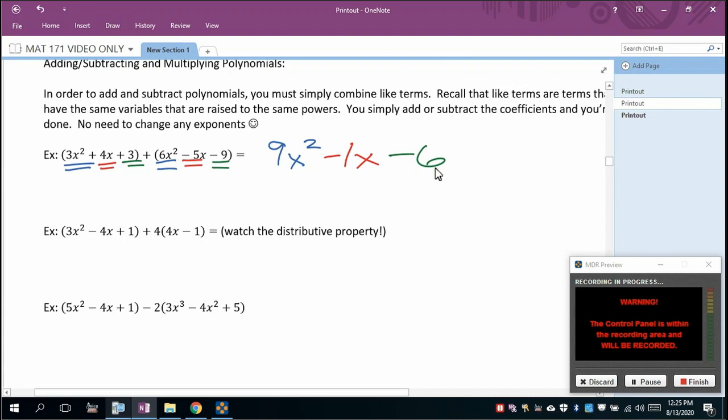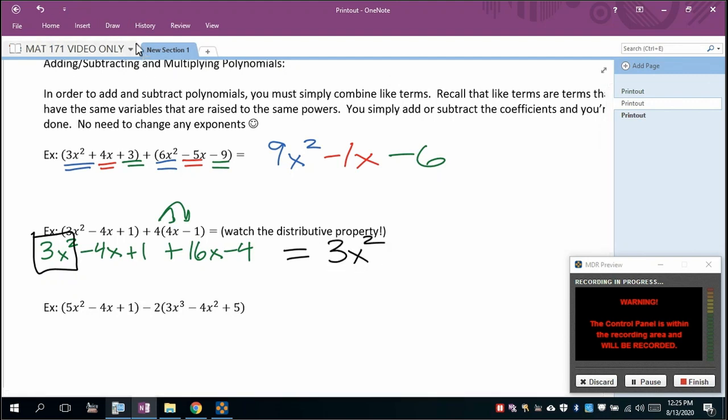Now, we're going to do one with the distributive property. You have 3x squared minus 4x plus 1, plus, now, in the past, some have called this the rainbow property, you have 16x minus 4. Notice that 3x squared has nothing to go with it, so we're just going to stop at it right there. Now, we have some more like terms. We have negative 4x and positive 16x, and that will give us positive 12x. And then lastly, positive 1 and negative 4 to give us minus 3.